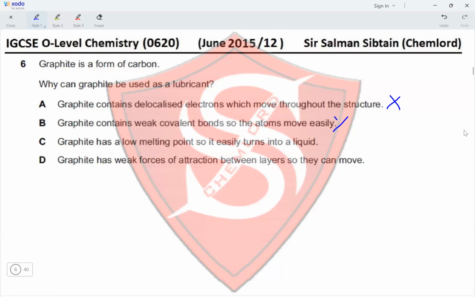This statement is completely wrong. Graphite has a low melting point, so it easily turns into a liquid. Graphite has a very high melting point because it is a covalent macromolecule. And graphite has weak forces of attraction between layers, so they can move. Yes, layers of graphite can slide over one another, making for its use as a lubricant in industry. Therefore, option D is the correct option for this question.